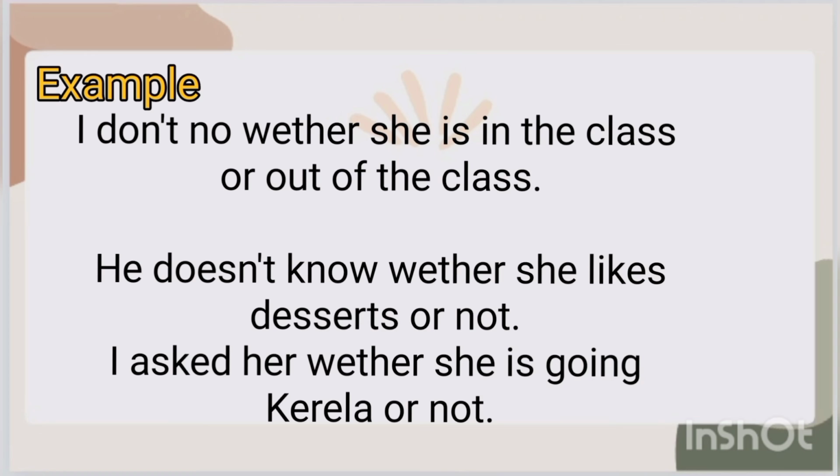Our first example is: I don't know whether she is in the class or out of the class. So here we are not sure about anything. Next is: he doesn't know whether she likes dessert or not. Similarly, in this sentence we don't know if she likes dessert or not. Next is: I asked her whether she is going to Kerala or not. So in all these sentences we don't know about anything. We are not sure about the situation, so we can use whether here.